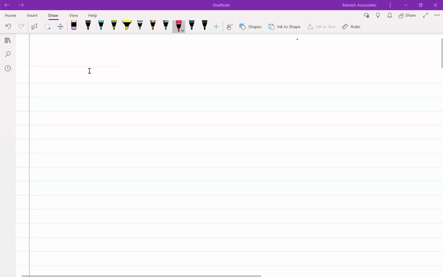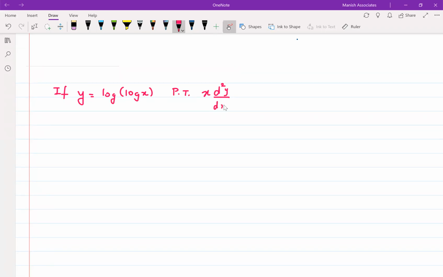The problem goes this way. If y is equal to log of log x, then prove that x d2y by dx2 plus x dy by dx the whole square plus dy by dx is equal to 0. This is what we need to prove, okay?